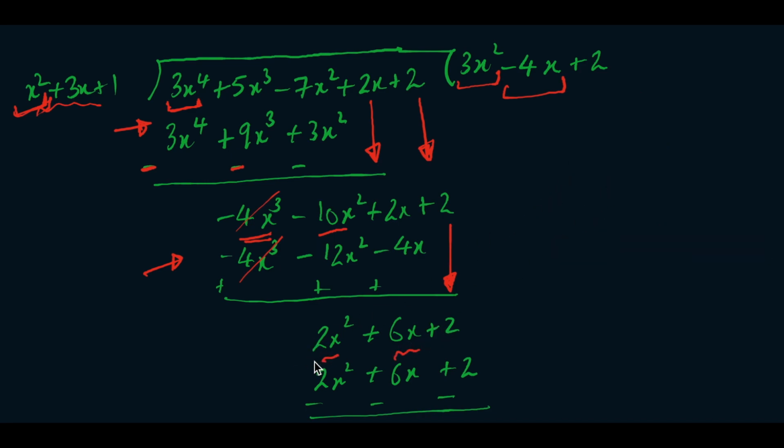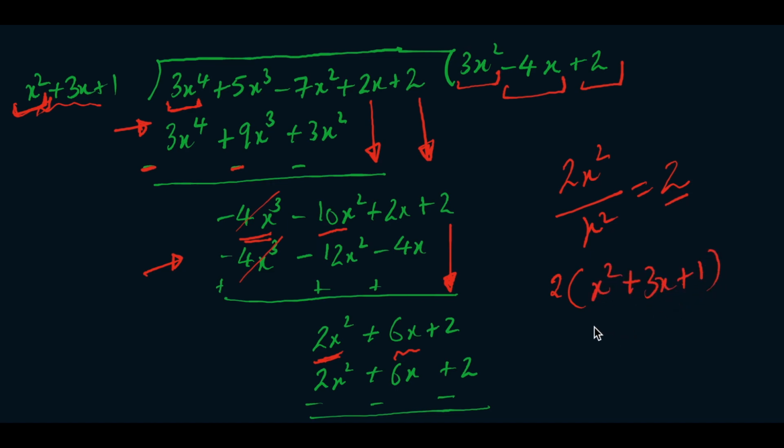So the first term is 2x square. So we write 2x square divided by the first term of g of x, which is x square. This gives us 2. So we write here as 2. So 2 multiplied by g of x, which is x square plus 3x plus 1, gives us 2x square plus 6x plus 2. So we write it here.